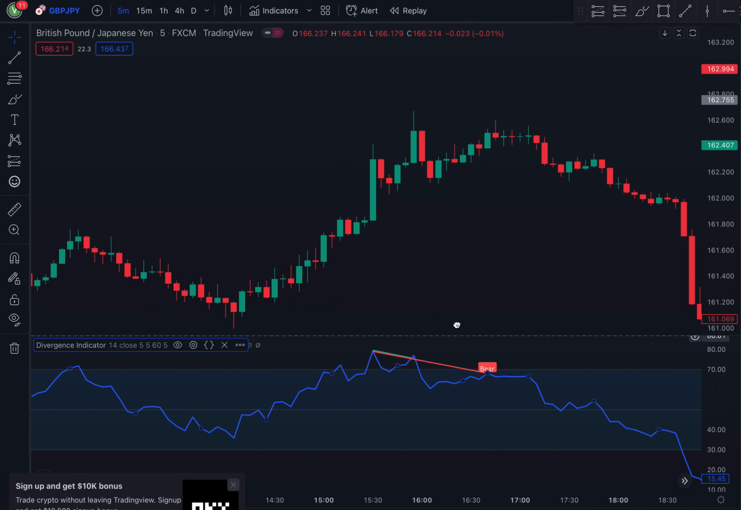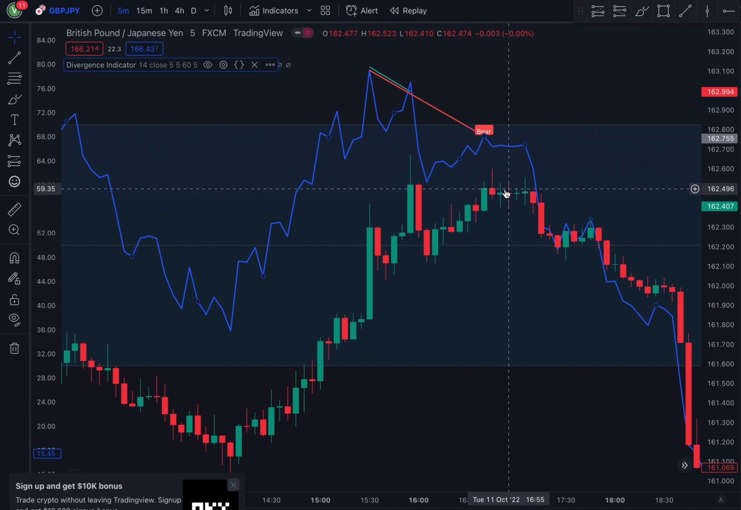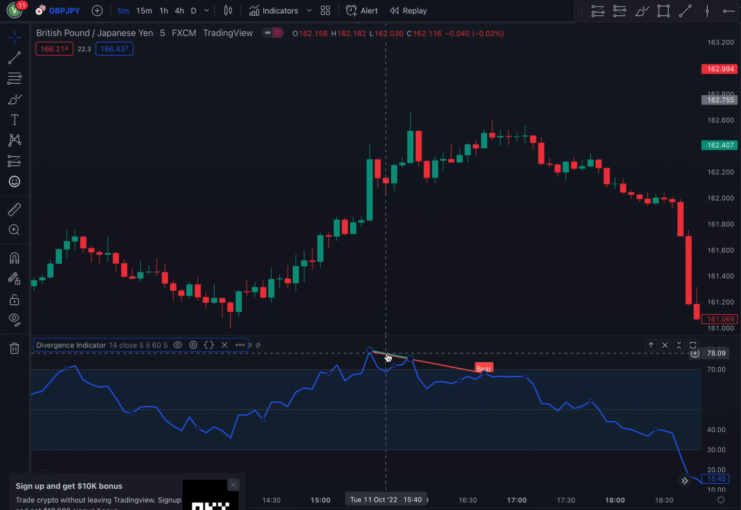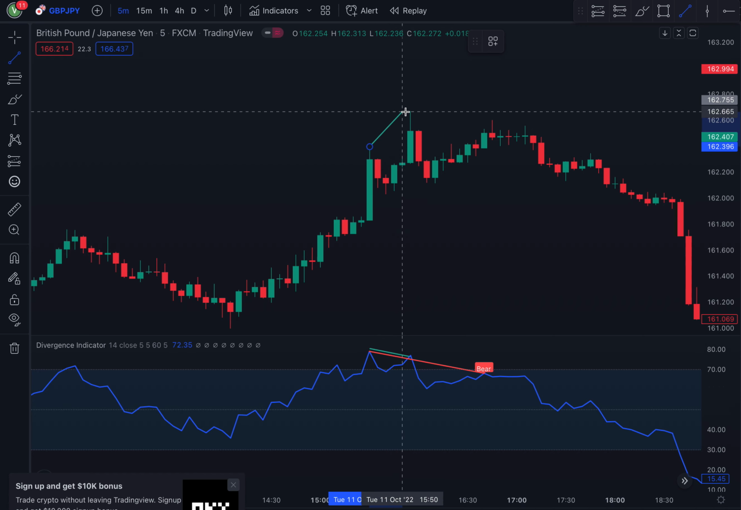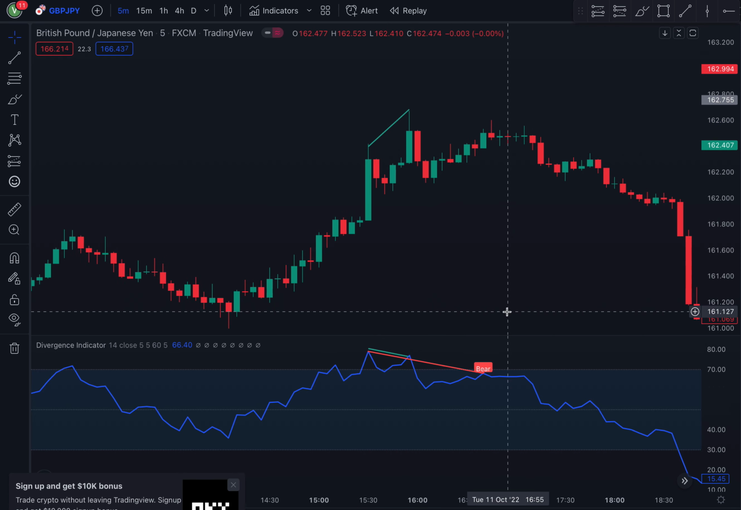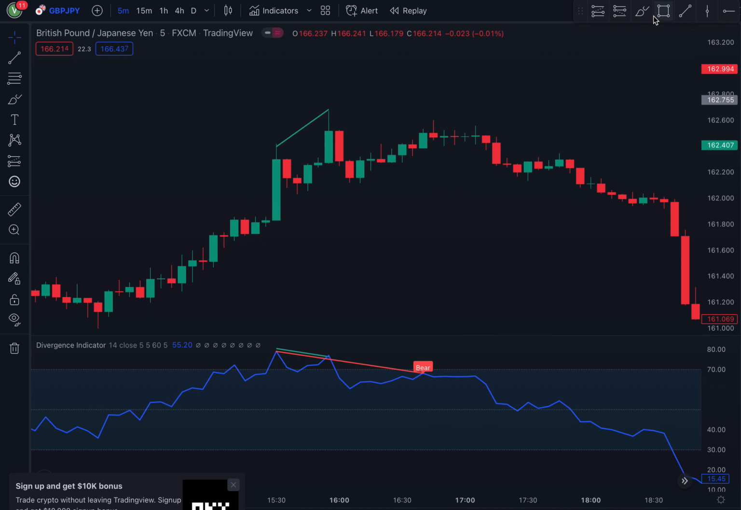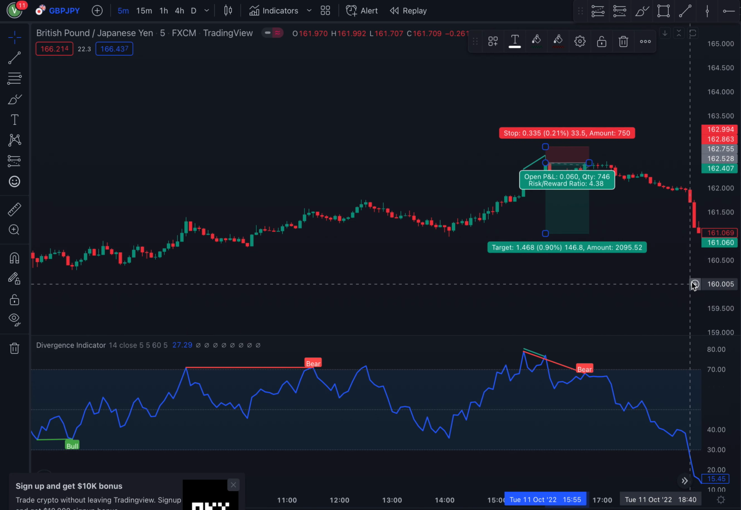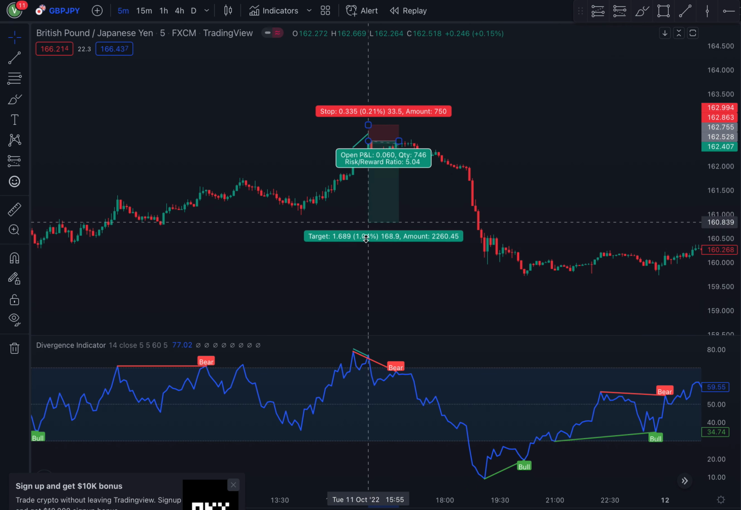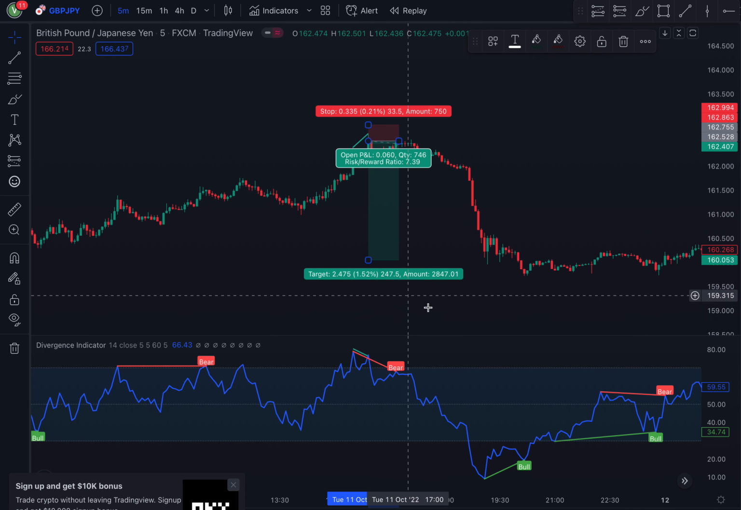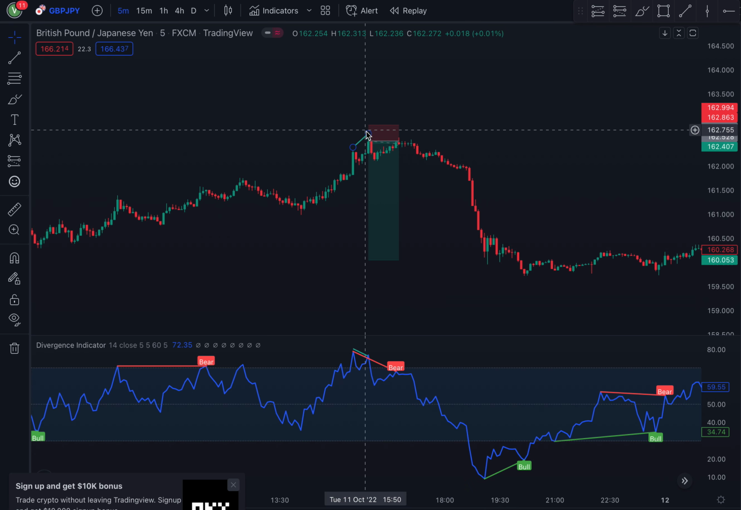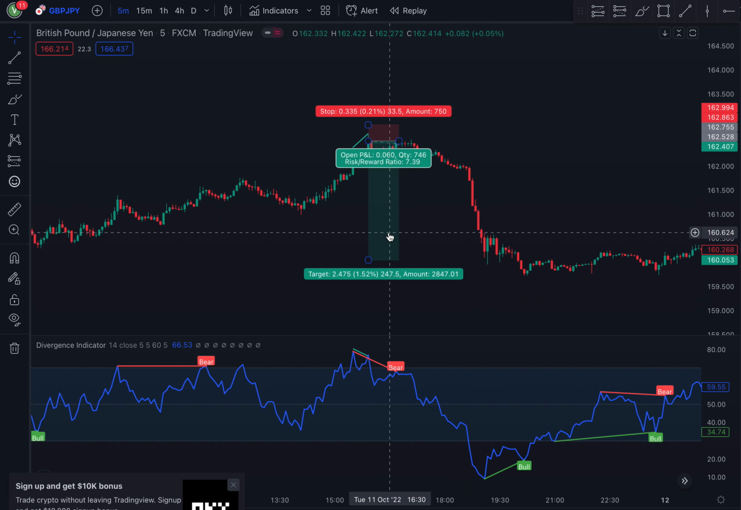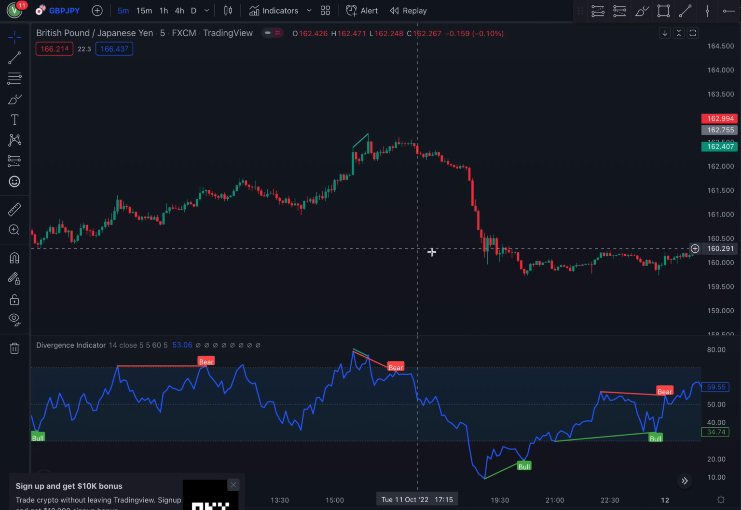So it's pretty much when the stochastic is trending downwards as such, and you have price trending upwards and making higher highs. See that? So as soon as you get that, it's an indication to sell. Look at that beautiful sell over there. That was such a nice sell. So you catch it, and the good thing about divergence is you catch it at the very top. Look at that.